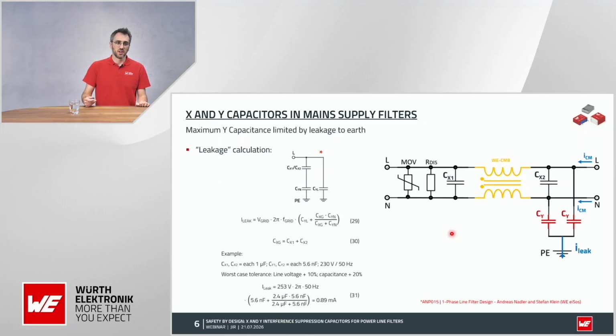One interesting aspect of Y capacitance is that we are not able to connect too much capacitance. Why is this? Because when we have AC voltage in any of our phases, we have AC current also flowing through the capacitor to earth, and this is sometimes called leakage to earth, which is not to be confused with leakage as a DC isolation property of the capacitor. This is something different.